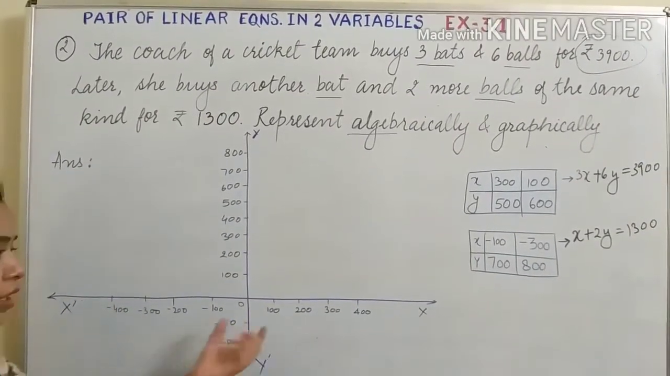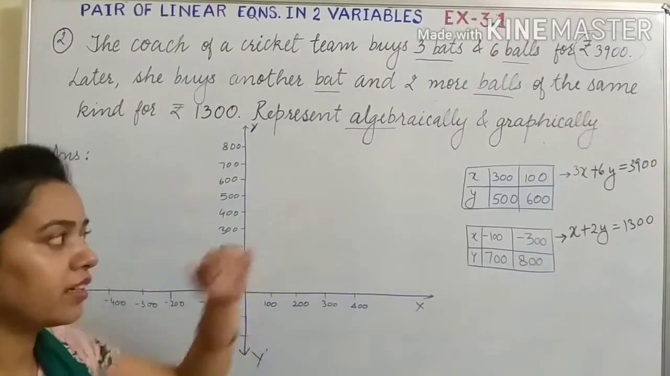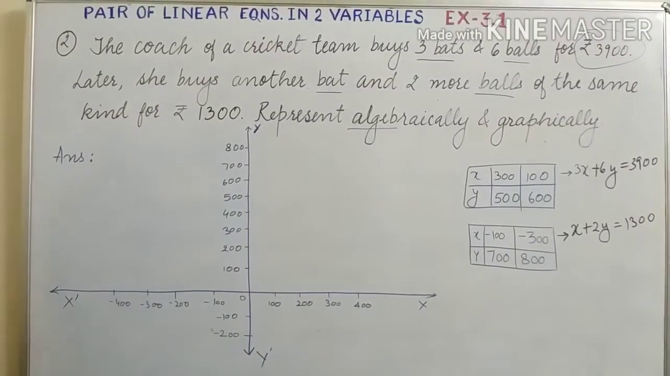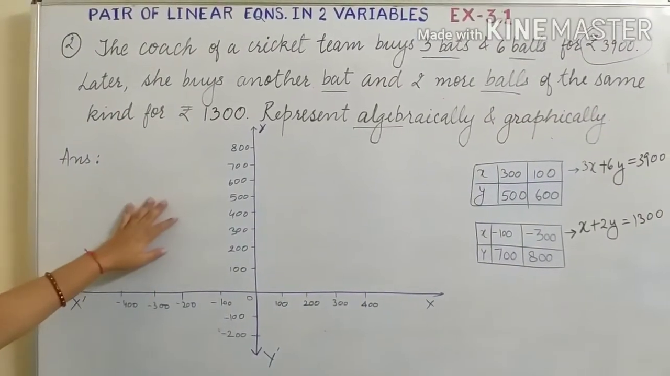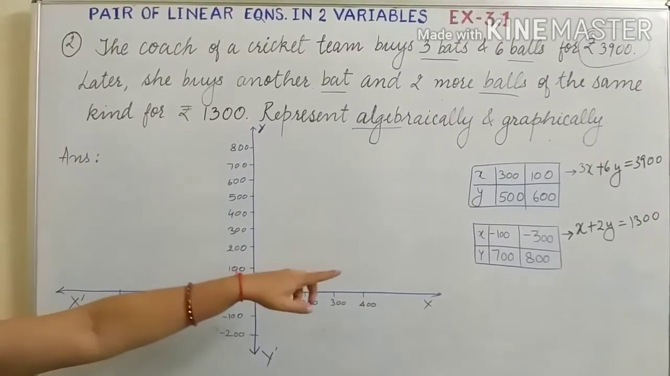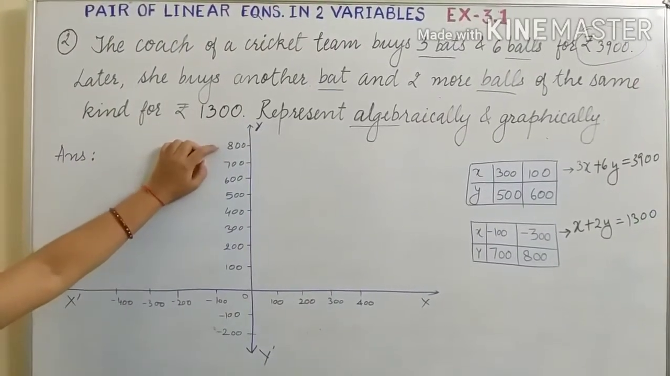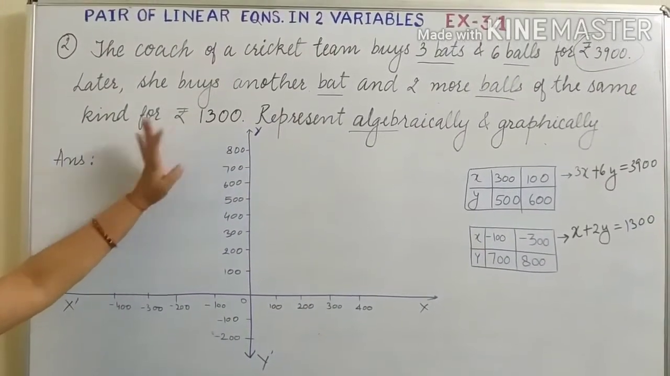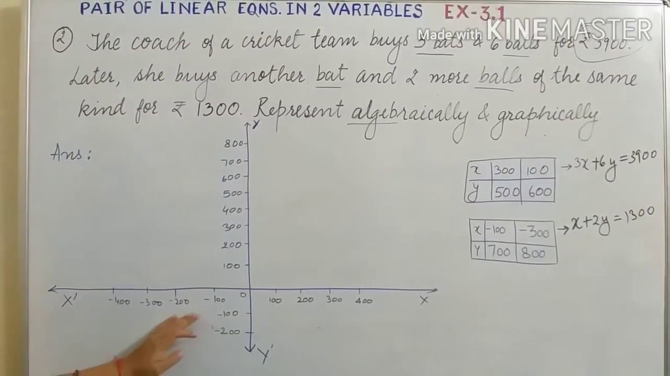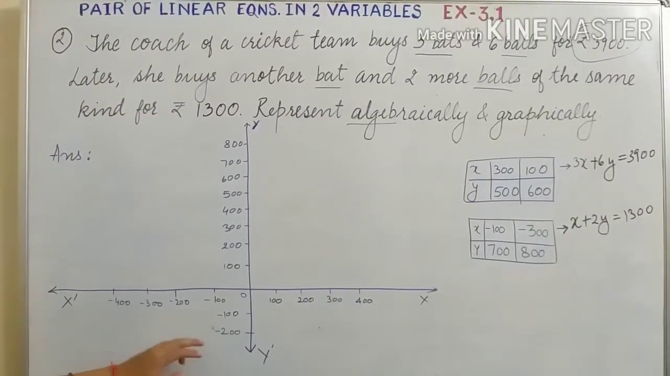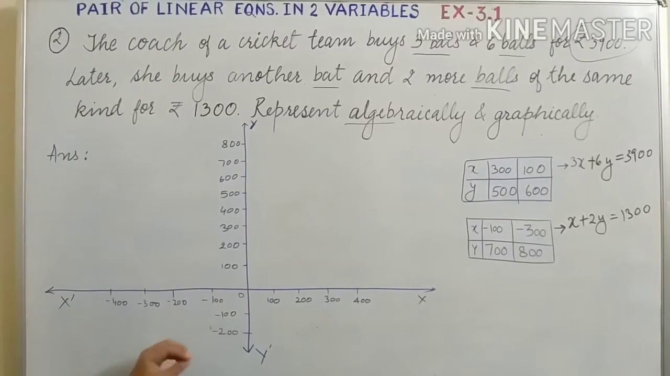I have taken these values in terms of 100 because our values are in hundreds. Therefore, we have to plot it in 100, 200, 300 like this. So the maximum value of y we can take is 800. That's why I plotted it up to 800. You can plot up to 1000 also. And for the minimum, there are no negative values of y. Therefore, I have taken it up to only minus 200.